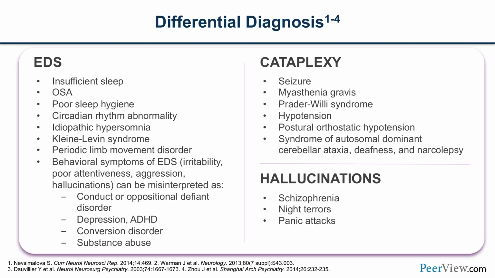Cataplexy, remember, is a brief loss of muscle tone. Are they fainting? Do they have a heart arrhythmia? Do they have a seizure, myasthenia gravis? Prader-Willi syndrome is rare. But these are the kinds of things that we think about: cardiovascular, CNS, or even psychiatric. And of course, with the hallucinations, some of the people think they have psychosis and they're afraid to talk about it. So ask them about it.